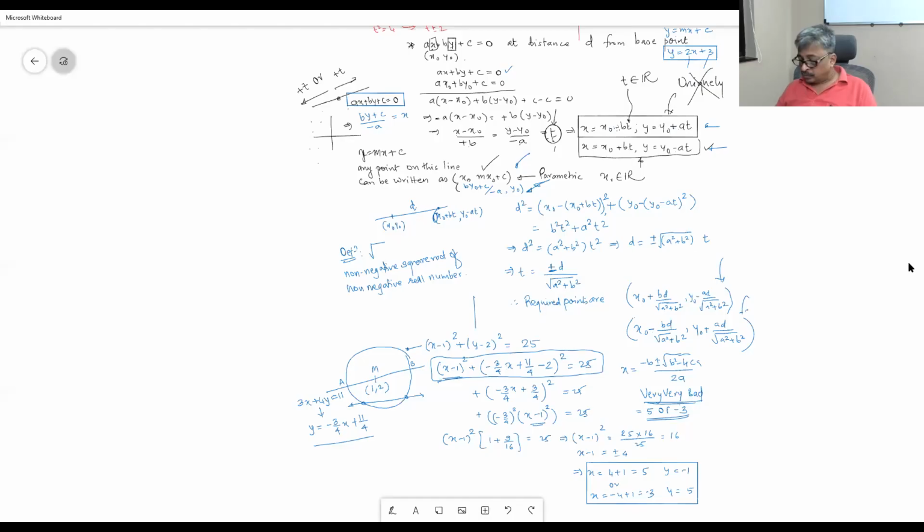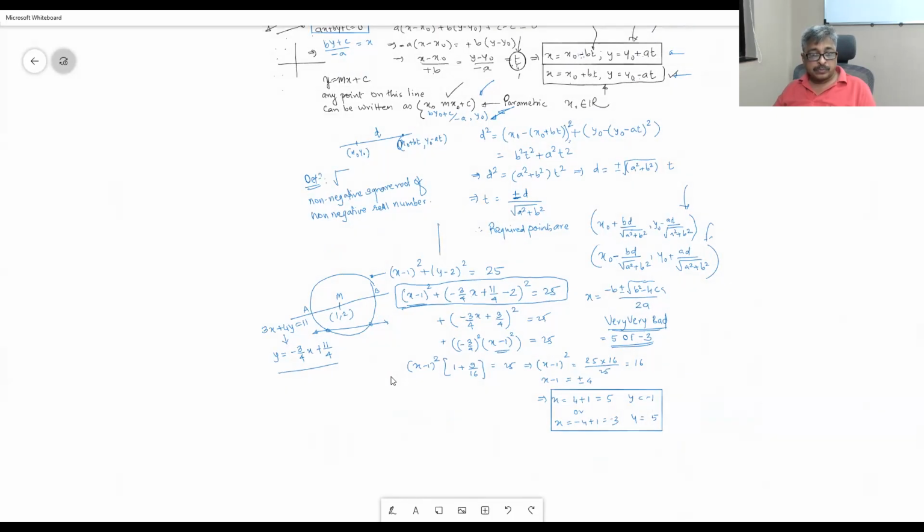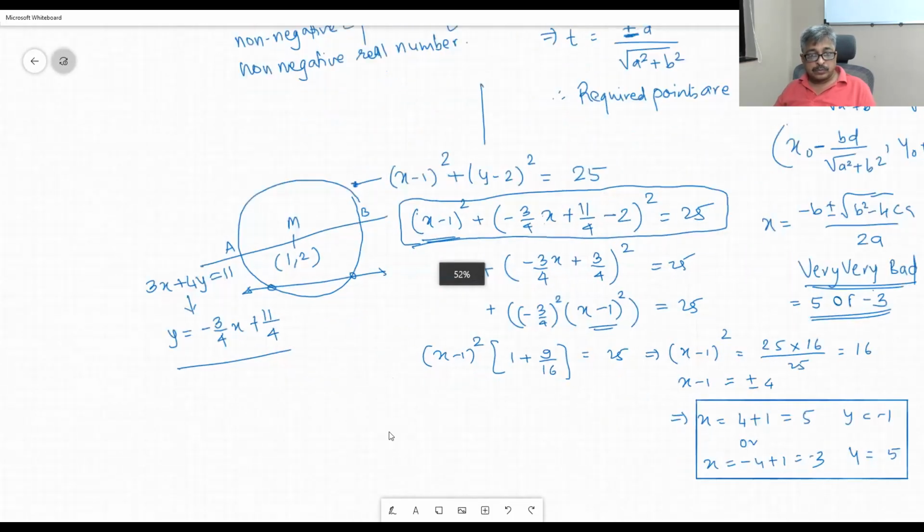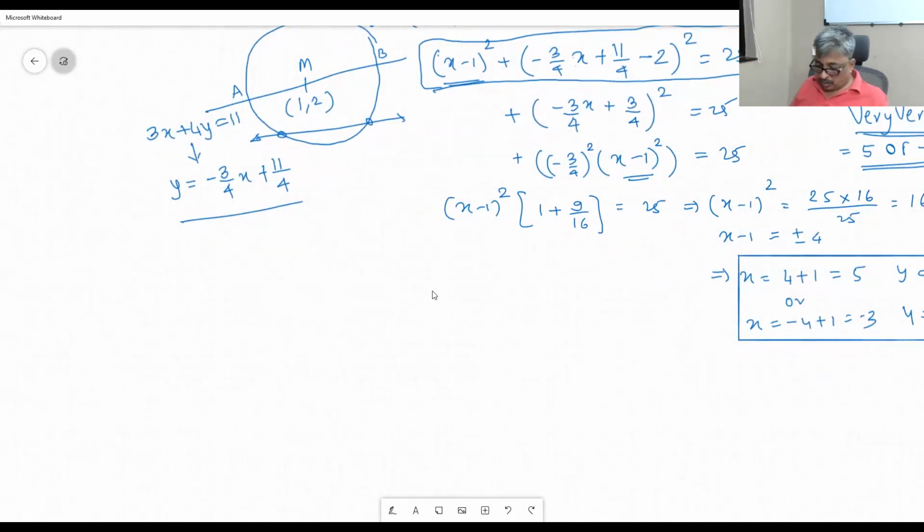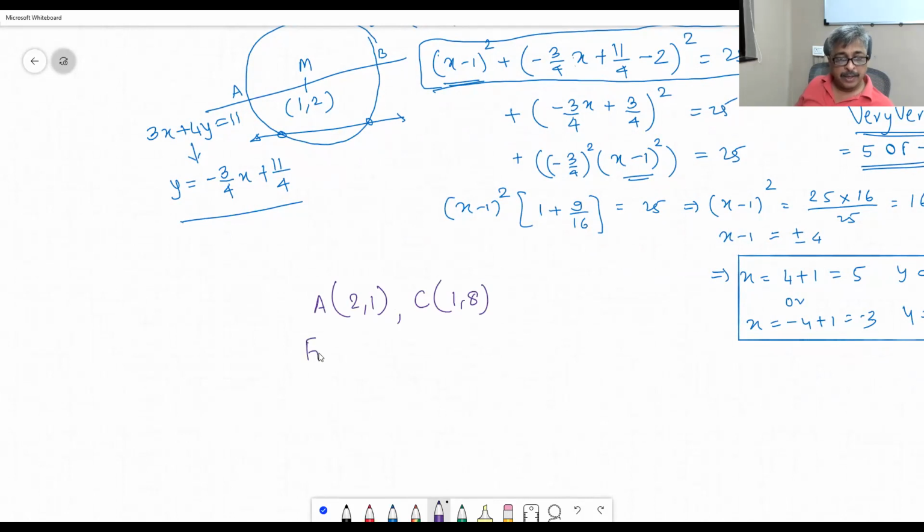Wait for a second. A is 2, 1, C is 1, 8, find B and D such that ABCD is a square.